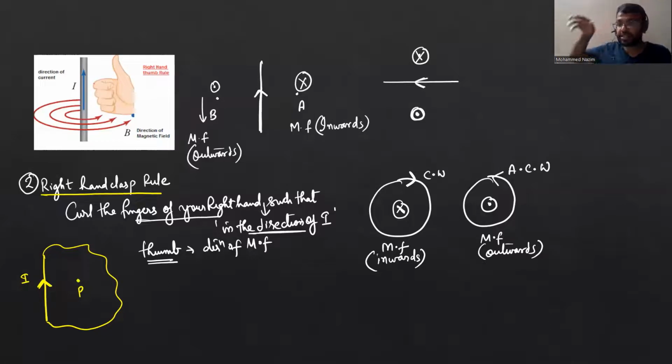Now curl the fingers in the direction of the current. So current is in which direction, people? Clockwise. So thumb will be in which direction? Thumb will be in the inward direction. So at point P, magnetic field is inward.